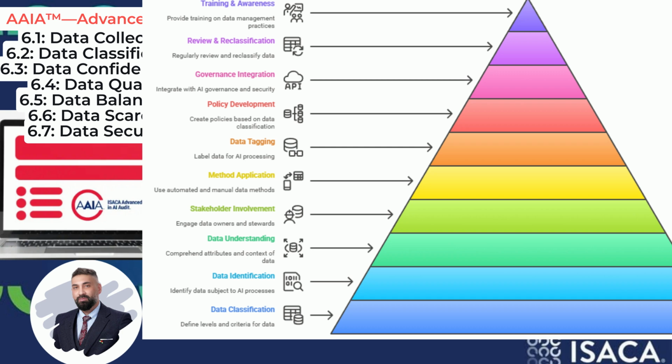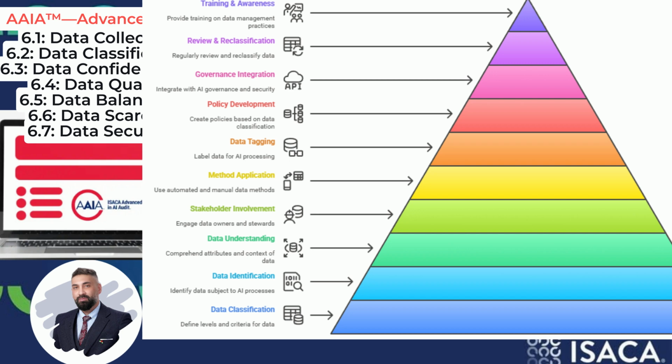Define classification levels and criteria. Establish clear, objective criteria and a defined set of classification levels, e.g., public, internal, confidential, highly confidential. These criteria should consider factors like sensitivity, regulatory impact, and business value. Identify data subject to AI. Scope out all the datasets that will be used for developing, training, testing, and operating AI systems.